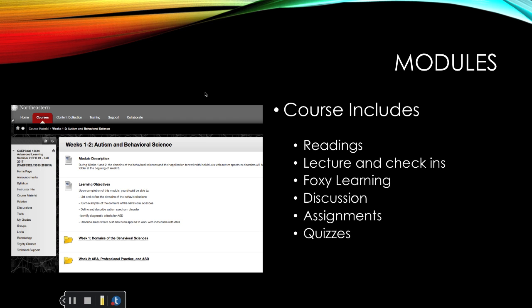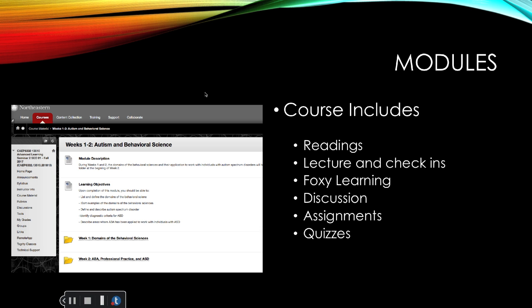So instead of things being broken down just by weeks this semester, we're going to have 5 different modules that last anywhere from 2 to 4 weeks. Most of the material will be broken down by week within those modules, but they'll all focus on one broad topic. Then, in each of the modules, there are going to be different components that you're used to some of them and not used to others.